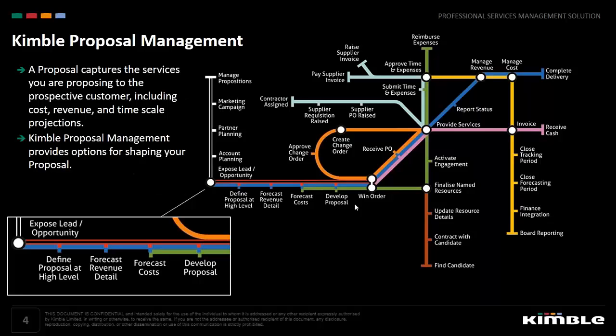I'm displaying the Kimble subway or tube map, and I've put special emphasis on the portion of the end-to-end process we'll be discussing today, using a proposal to forecast potential revenue and cost, as well as usage needs. A proposal captures the services you are proposing to the prospective customer, including cost, revenue, and timescale projections. Kimble Proposal Management gives you the flexibility to shape your proposal as you gather more information through the sales cycle.